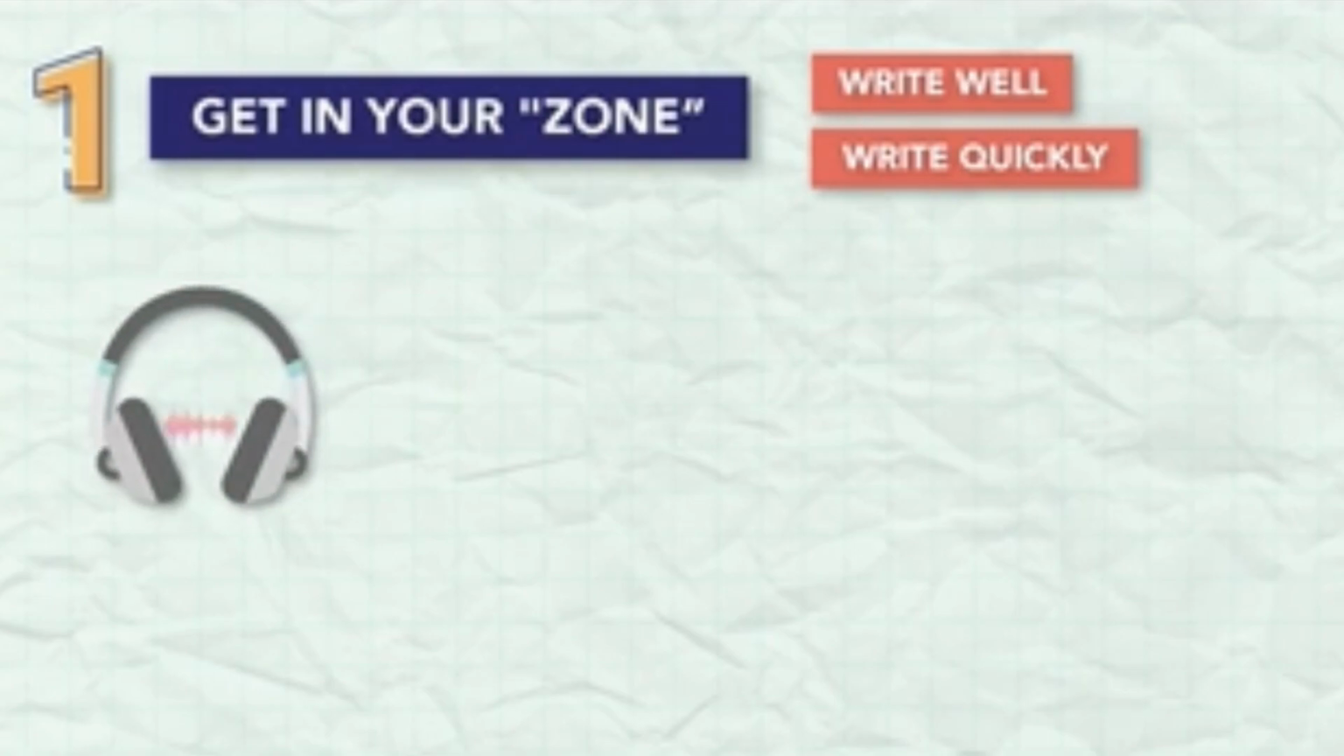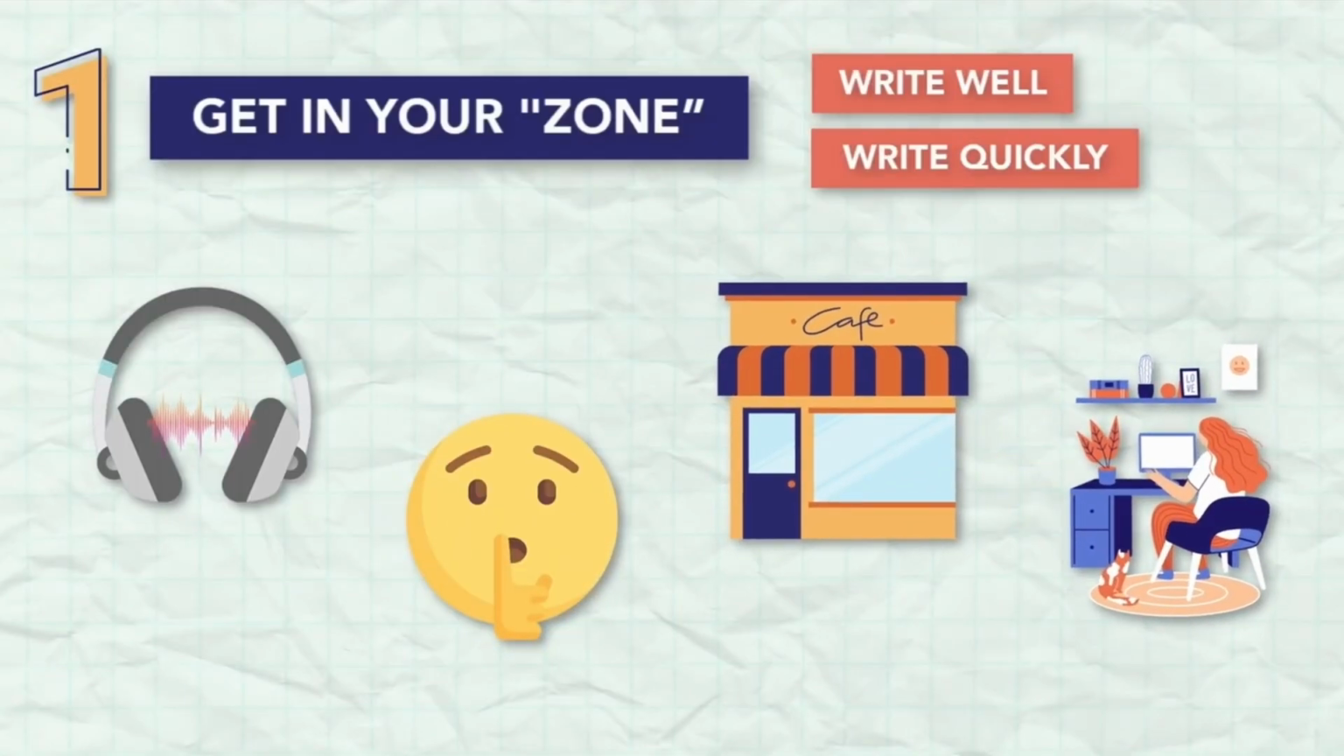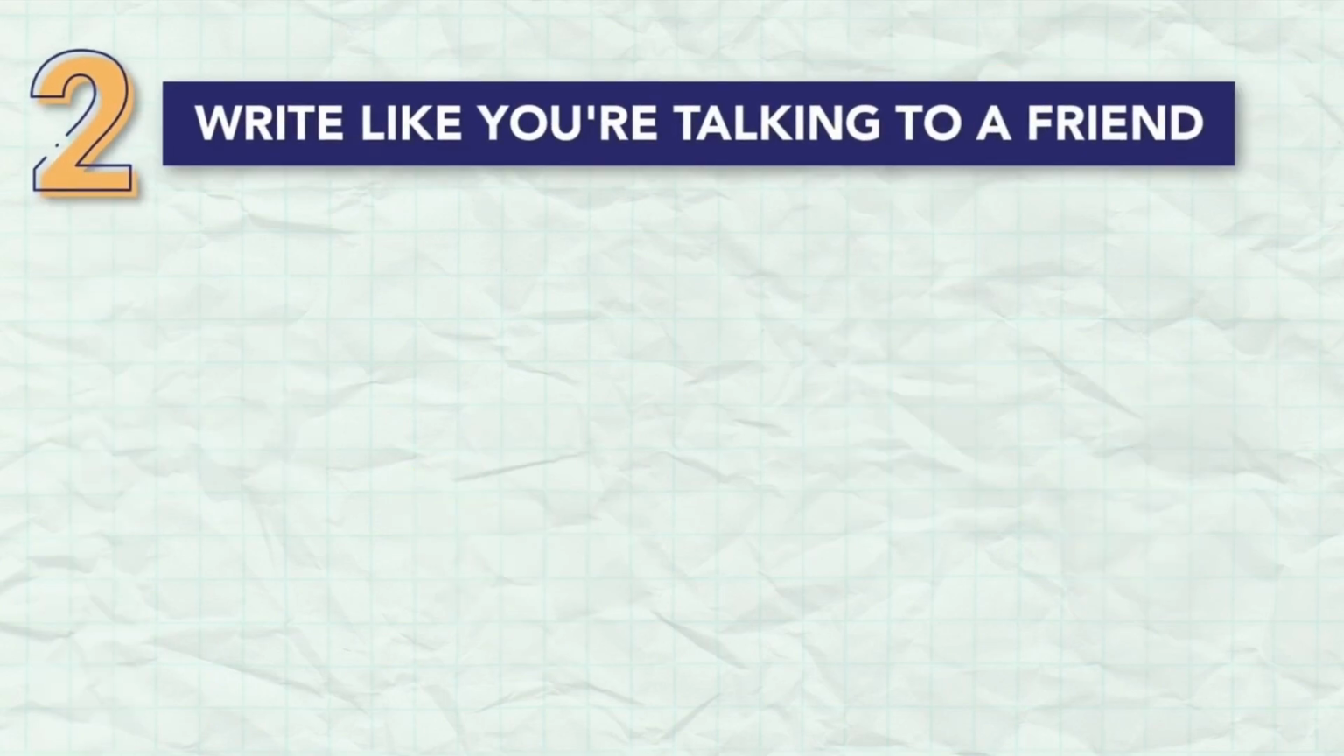So whether it's headphones on and focus playlist, or complete silence, or working from a cafe or your home office, do what you can to get into that zone and eliminate all distractions. That one's pretty obvious, but it's worth mentioning for those that don't have a lot of experience writing or pumping content out regularly. Number 2 is to write like you're talking to a friend or a colleague.